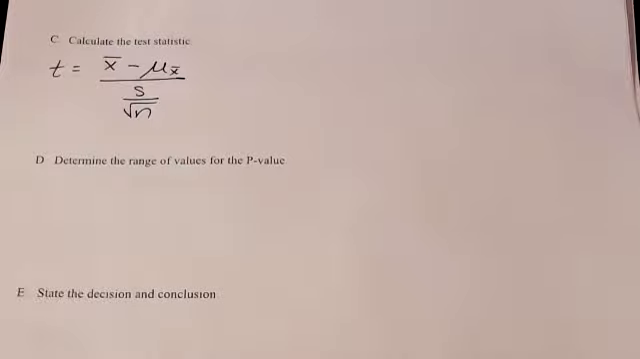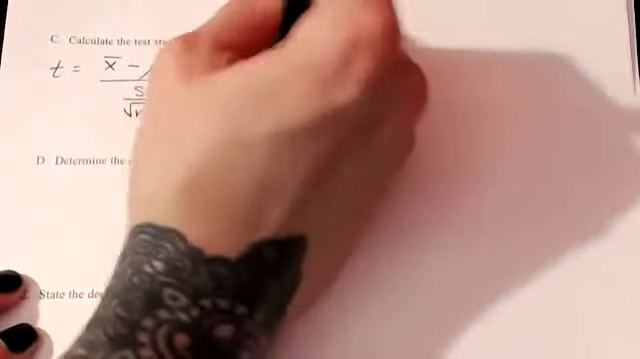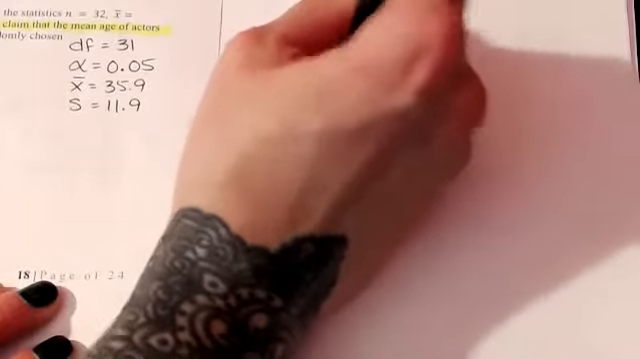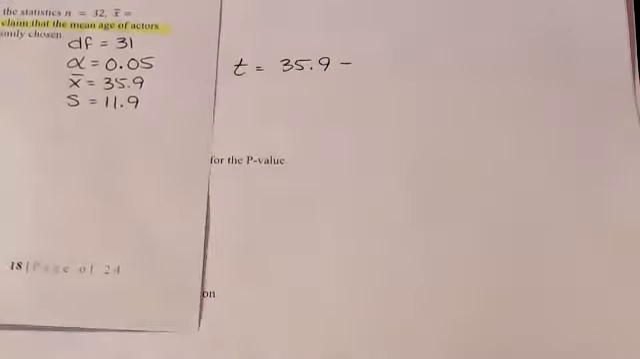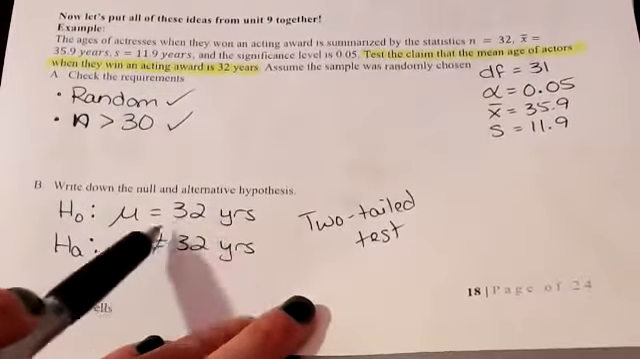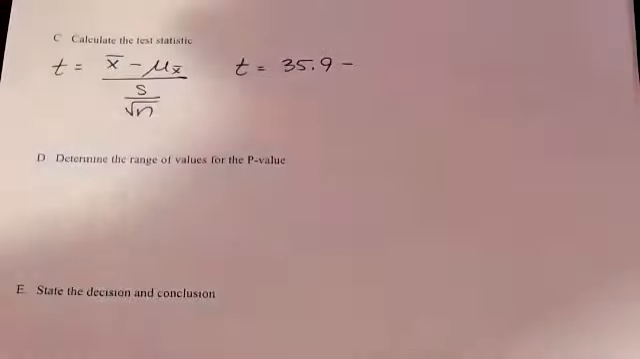Good. So we're going to fill in our information from the previous page, and I'm just going to scoot this over so that you can see. Our sample mean is 35.9 minus our mean is 32. So we're going to be using this information here. Our mean is 32.